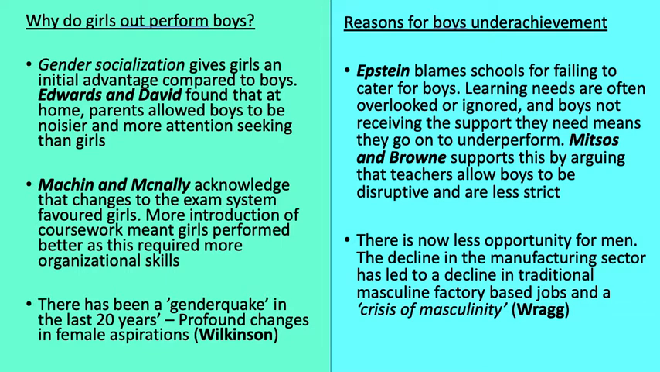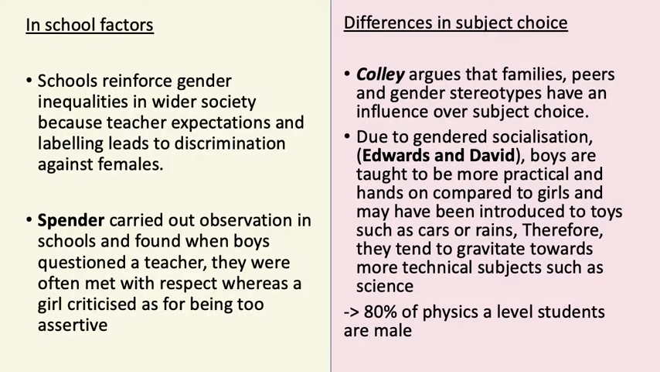So pessimism about the world of work and job prospects filters down to even primary school boys, and this undermines their desire to work and their motivation, and therefore they underachieve. Okay, and now going on to in-school factors.